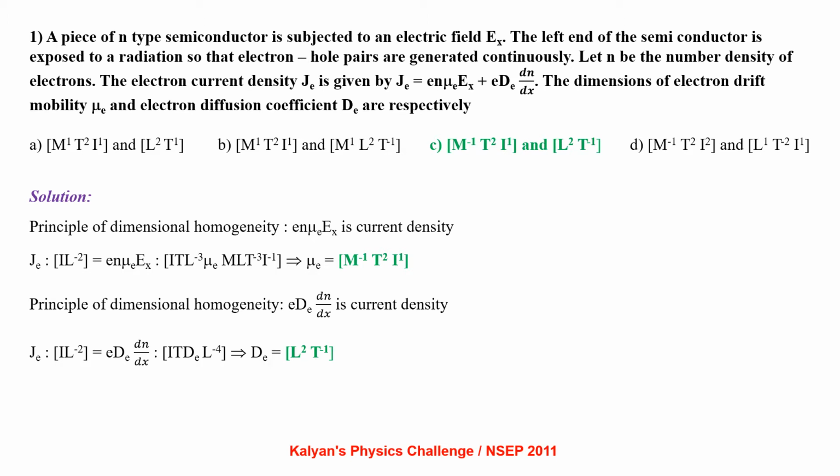Applying the principle of dimensional homogeneity, e N mu_e Ex is current density. So current density is I L power minus 2, that is equal to e N mu_e Ex. Upon writing the dimensional formula for other quantities, we have mu_e as M power minus 1 T square I power 1. Applying the principle of dimensional homogeneity for the second term, we get I L power minus 2, that is current density, equal to e into D_e into dN by dx. By writing the dimensional formulas again, we get D_e equal to L square T power minus 1.